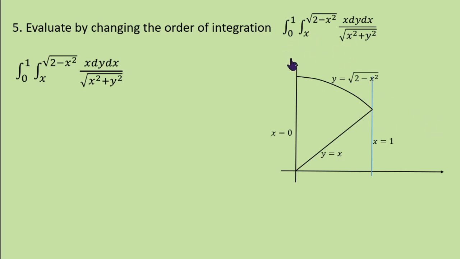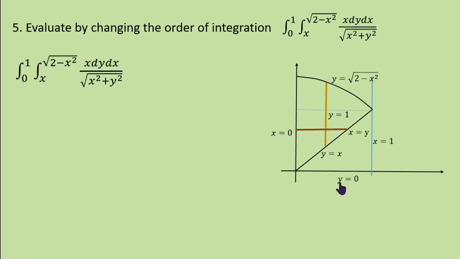The given order is x varies from 0 to 1, and for each x, y goes from x to root of 2 minus x square. So it looks like this. But when you change the order of integration, you split this area into two parts. One is y equal to 0 to y equal to 1, and in between, x goes from 0 to y. So x equal to 0 and x equal to y.